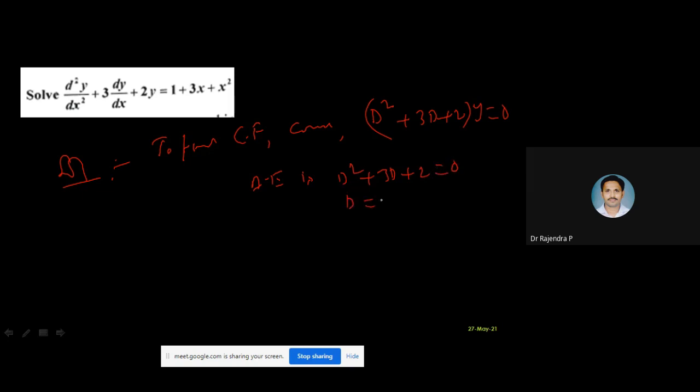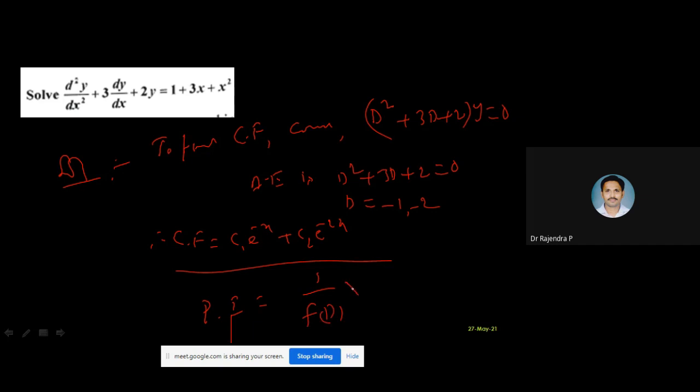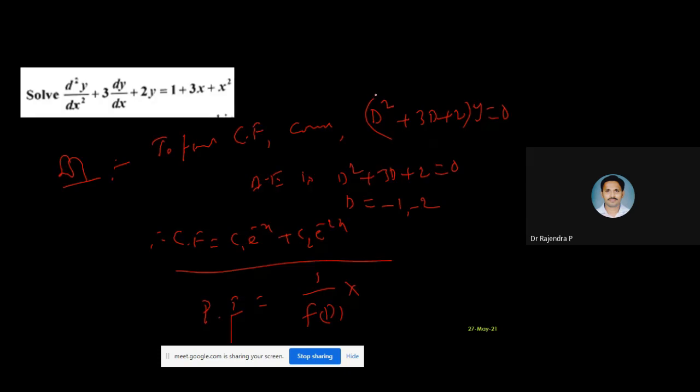So what are the d values here? Minus 1, minus 2. So your complementary function is c1 e power minus x plus c2 e power minus 2x. Correct? No problem finding your complementary function. So what is your particular integral? PI is equal to 1 by f of d into the x form. That's what I will write. Therefore PI is 1 by f of d, where f of d is d square plus 3d plus 2.